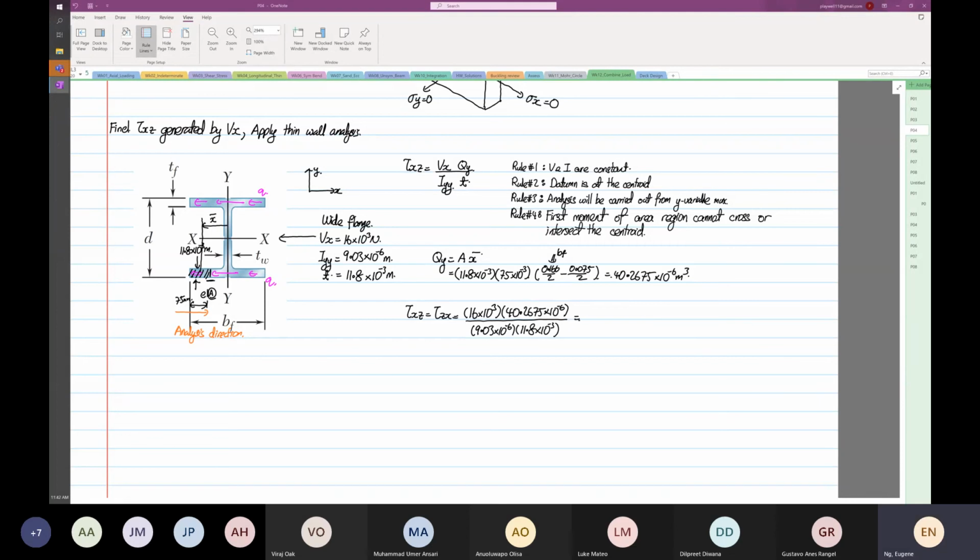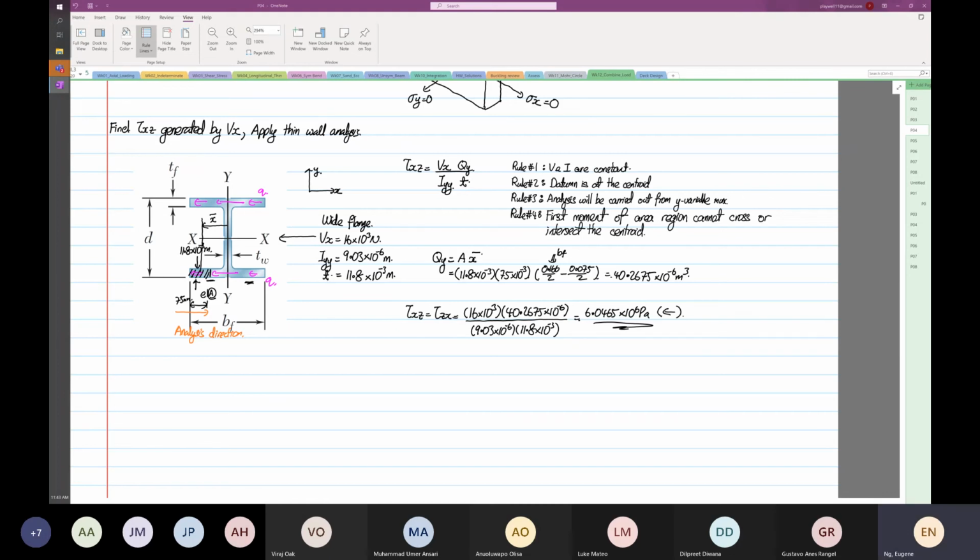So this is 16 power 3 times 40.2675 times 10 to the power minus 6, divided by 9.03 times 10 to the power minus 6, divided by 11.8 times 10 to the power minus 3. So this will be equal to 6.0465 times 10 to the power 6 Pascal. And because of the shear flow direction, the shear stress is going to act in this direction. We have to put down the direction.